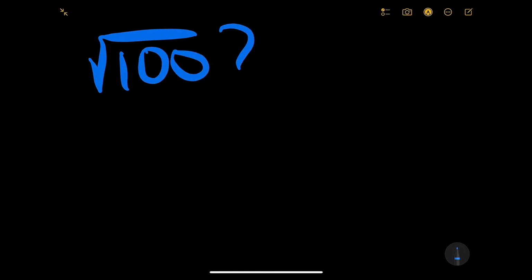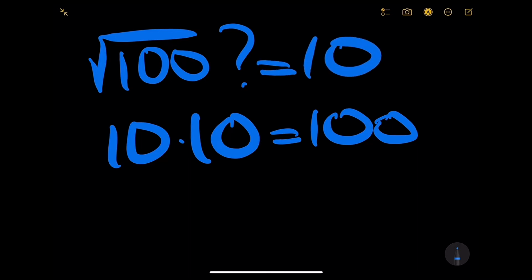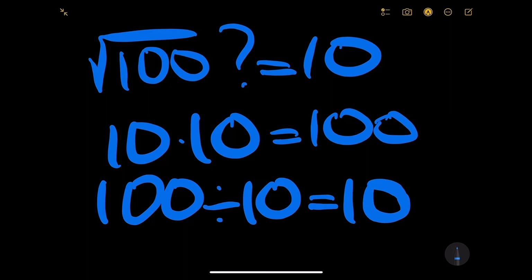Our second problem is, what is the square root of 100? Now, again, we know that 10 times 10 equals 100 because we know our times tables. This answer would be 10 because 100 divided by 10 equals 10. It's not that hard. Now, let's move on to simplified square roots.